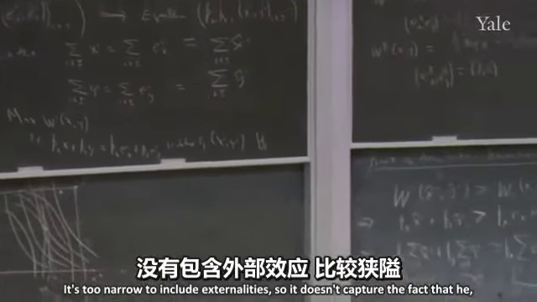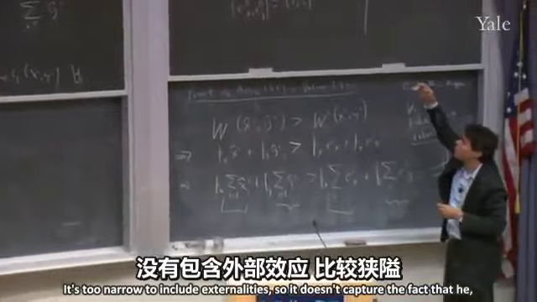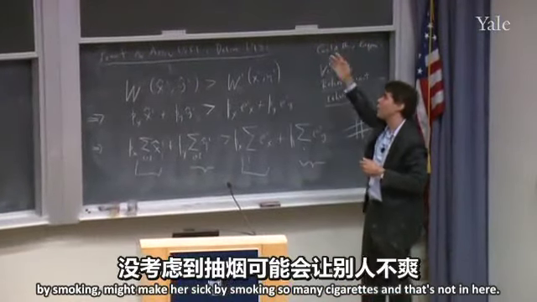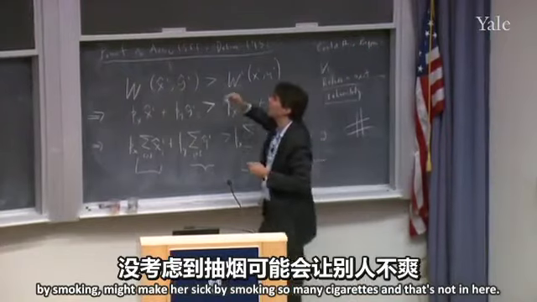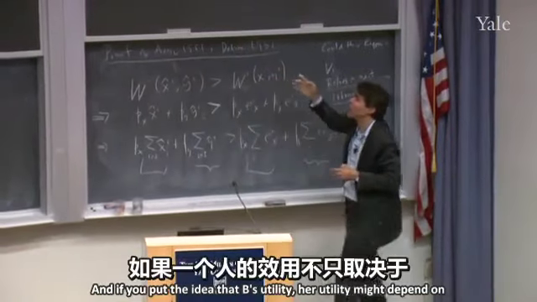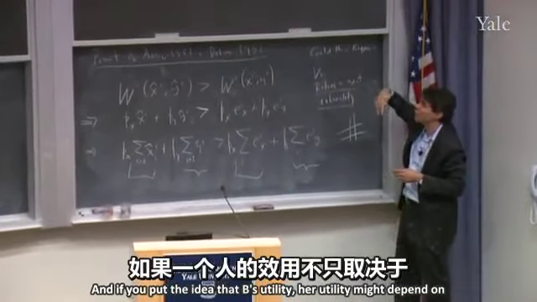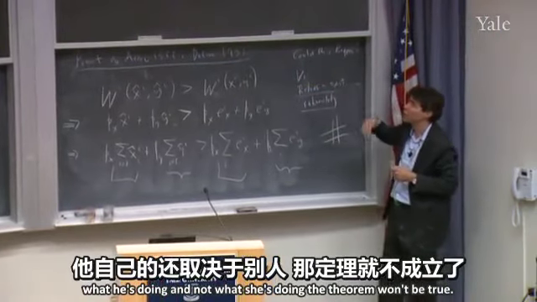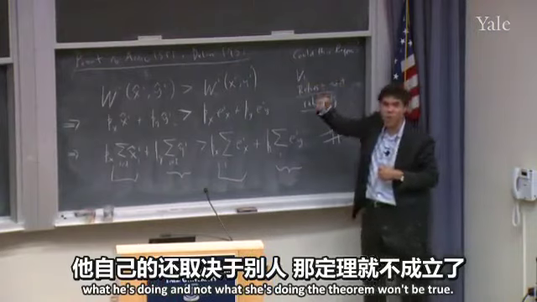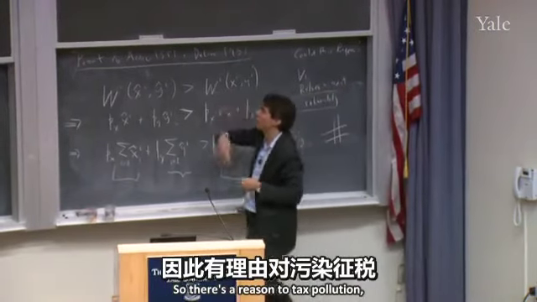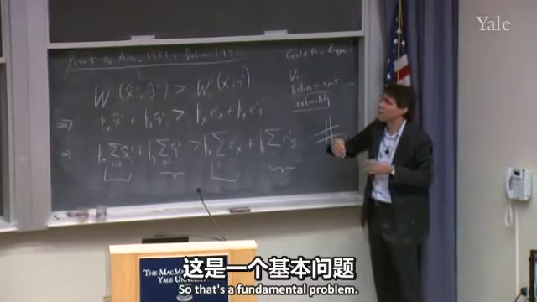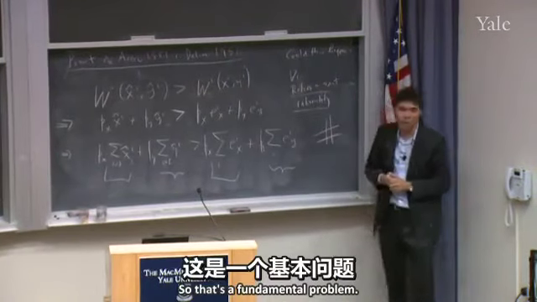It's too narrow to include externalities, so it doesn't capture the fact that A, by smoking, might make her sick by smoking so many cigarettes, and that's not in here. And if you put in the idea that B's utility, her utility, might depend on what he's doing and not what she's doing, the theorem won't be true. So there's a reason to tax pollution and to tax cigarettes and all those things because of externalities. Okay, so that's a fundamental problem.